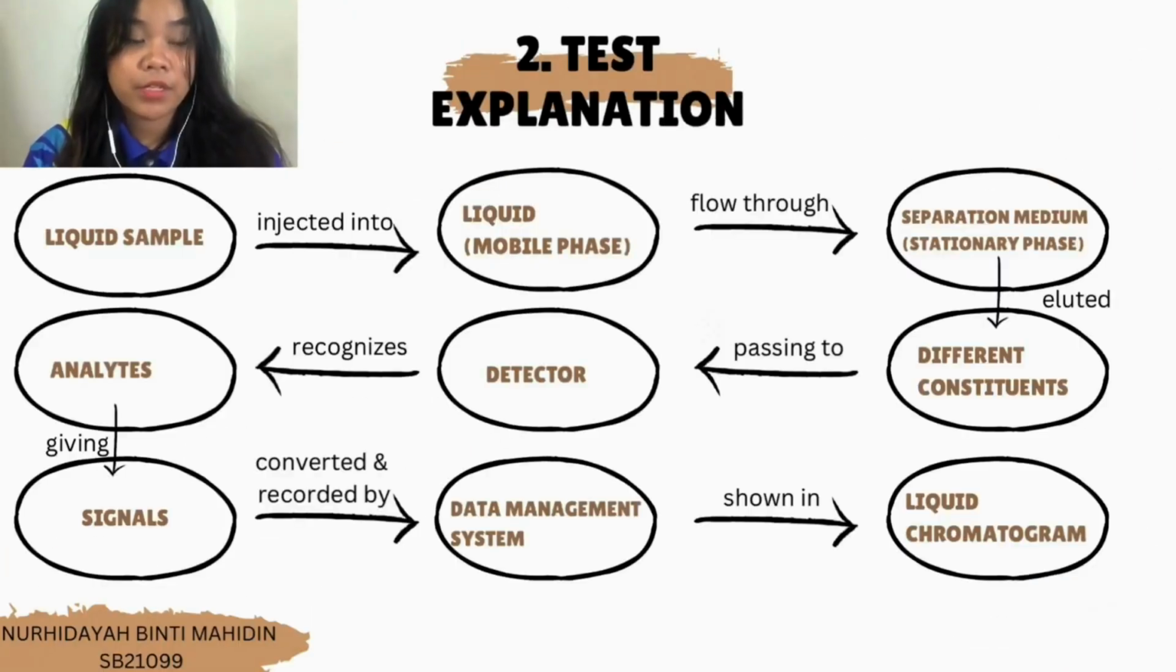The second part is the test explanation. First is the liquid sample. The liquid sample will be injected into the liquid, also called the mobile phase. Then it will flow through the separation medium, known as the stationary phase. Then it is eluted into the different constituents, where the column packing is used to separate the components from one another.